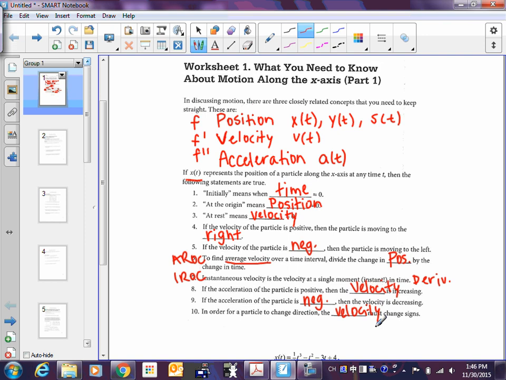So velocity is positive, particle's moving to the right. Velocity is negative, particle moving to the left. When you get that change from positive to negative in velocity, that's when we have a change in direction.